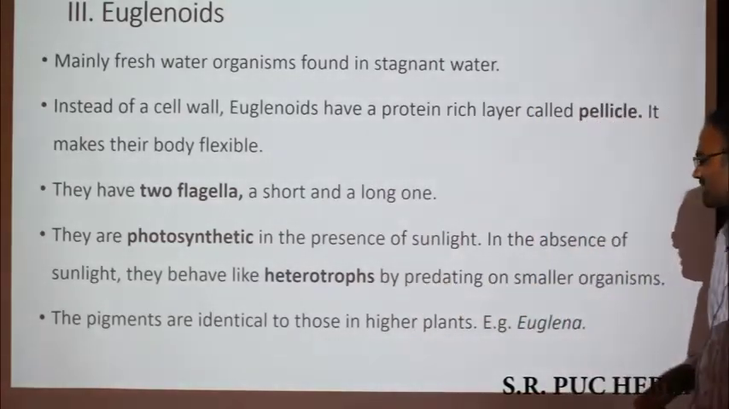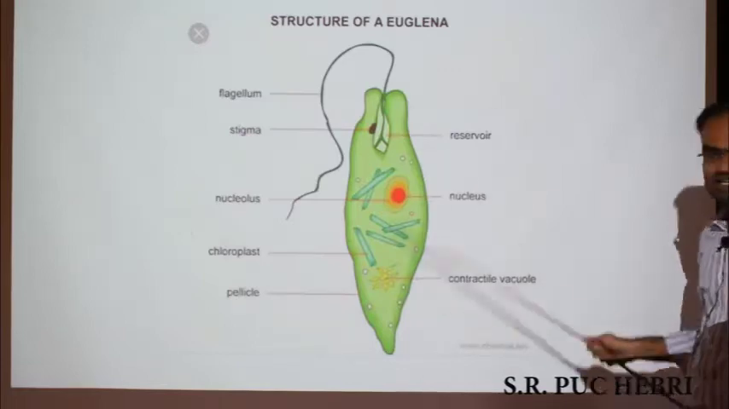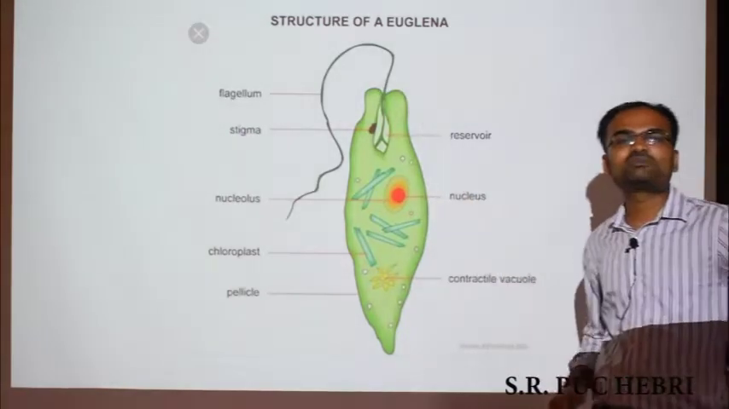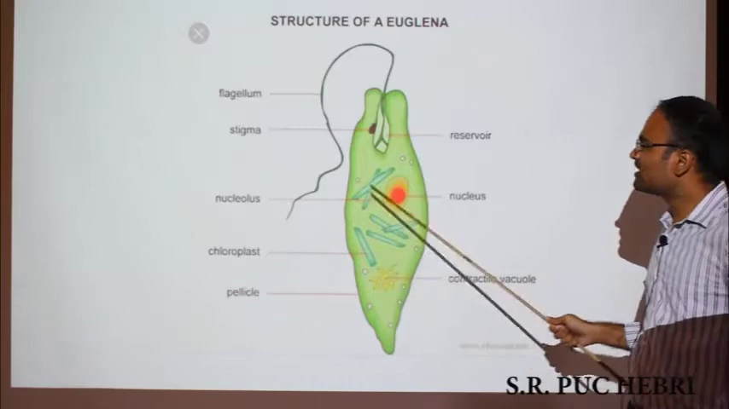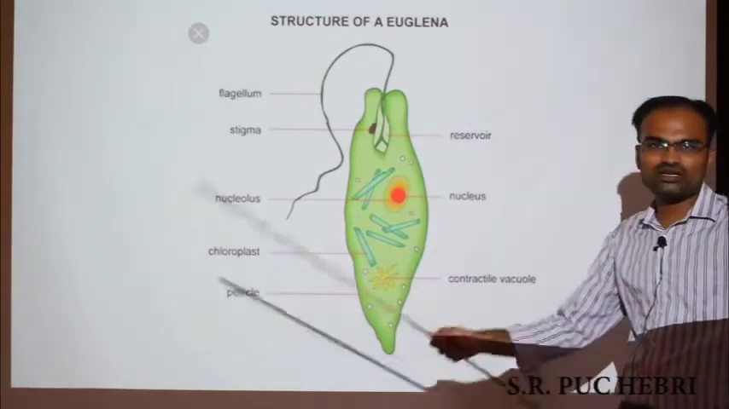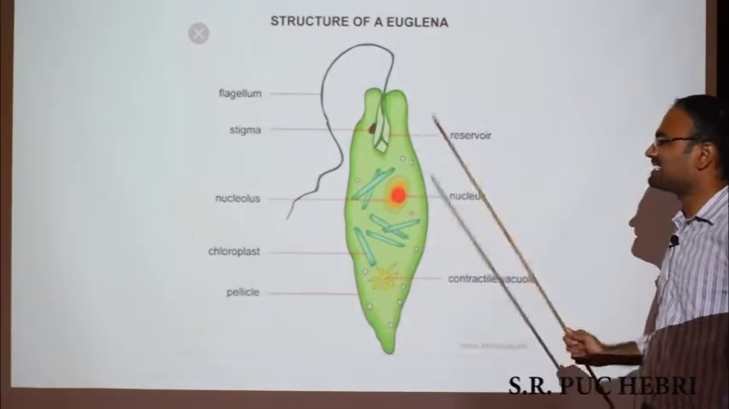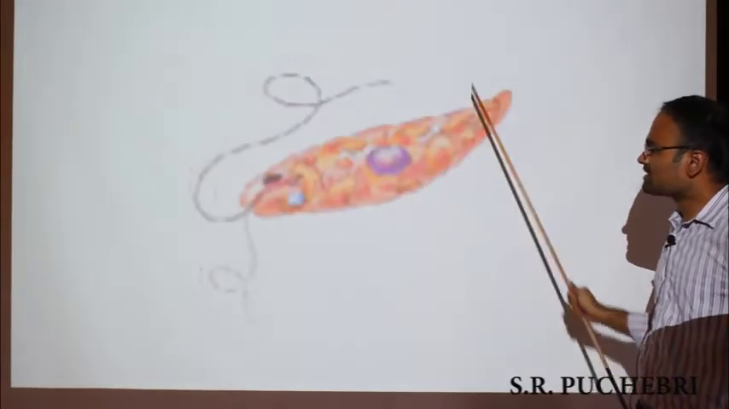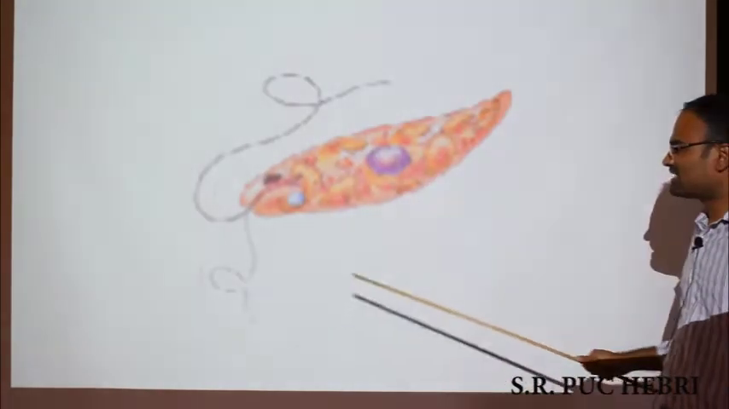That's why we can also say Euglena is a connecting link between Protista and the kingdom Plantae, isn't it? The only thing is it possesses flagella and shows movement. So this is the connecting link. This is the picture in the textbook, whatever they have given.